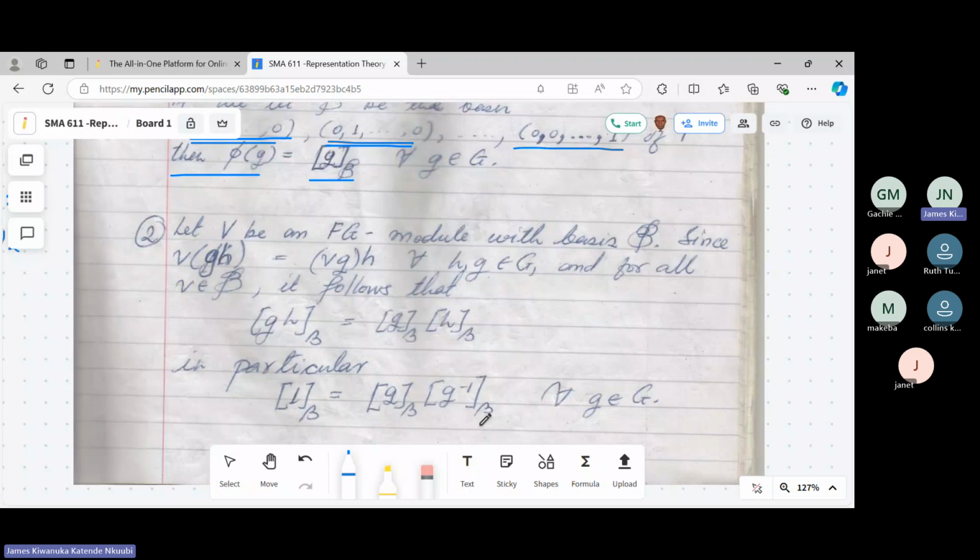So this one requires a bit of attention from you. You need to pay attention for it to make sense. The next thing is to check that this map that sends every element G, for a fixed basis, to the matrix with respect to that basis, is a representation. To check it's a representation, you just need to confirm that this is indeed a homomorphism and that these matrices are invertible.